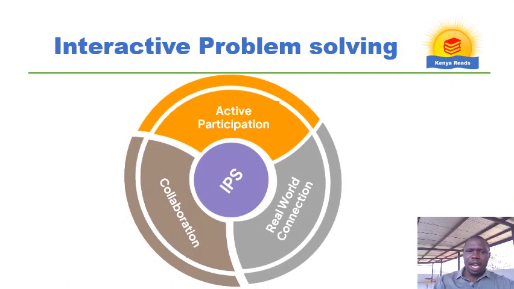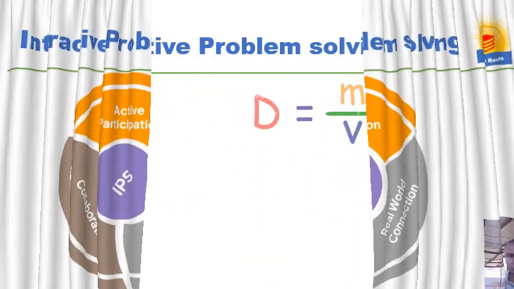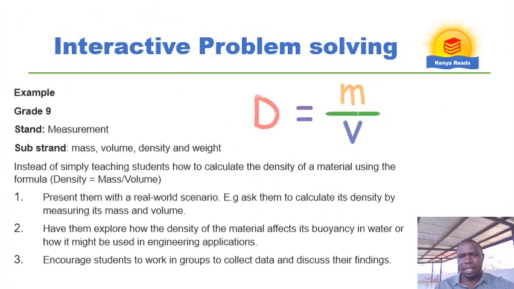And therefore, I designed this diagrammatic view. At the center, we have what we call the IPS, that is interactive problem solving. And then it is connected to these three: collaboration, active participation, and real world connection. In all your classes, make sure the content that you are teaching allows learners to explore and even try to connect it to the real world, the aspect that mathematics actually should be doing.